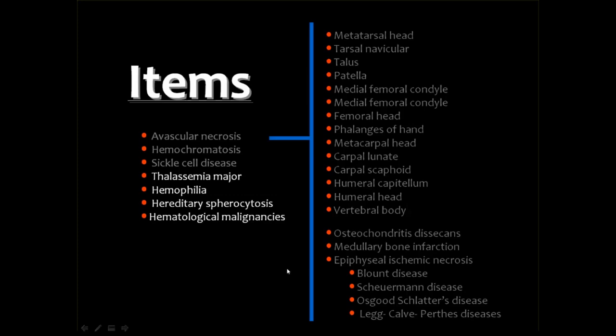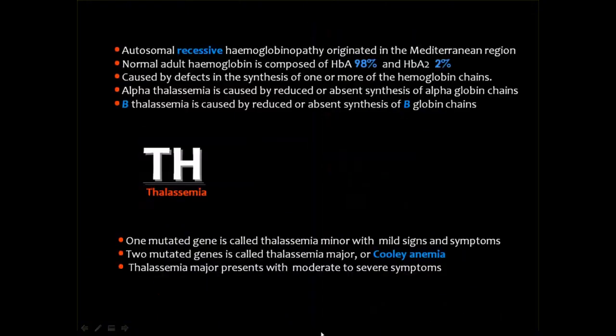Now, in this second part, we are going to discuss the thalassemia major, the hemophilia, hereditary spherocytosis, and the hematologic malignancies, including lymphoma, leukemia, and myeloma. Starting with thalassemia, this is an autosomal recessive disease which originated in the Mediterranean area.